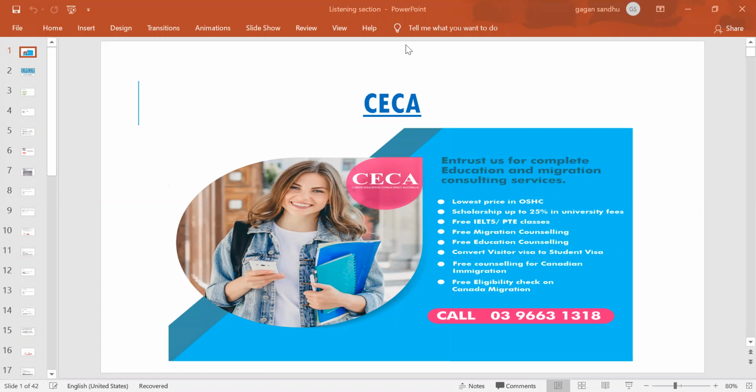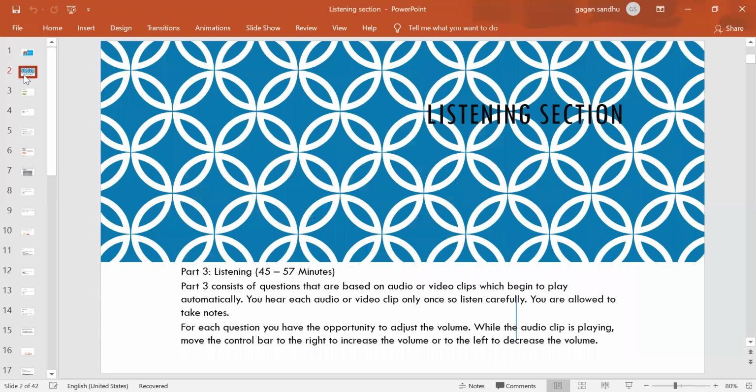And starting with the class today, the first item type, as we left off with the listening item types, so moving to listening again. We discussed that listening is 45 to 57 minutes.